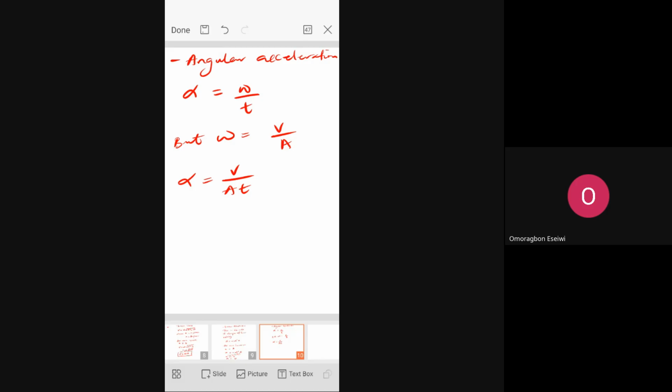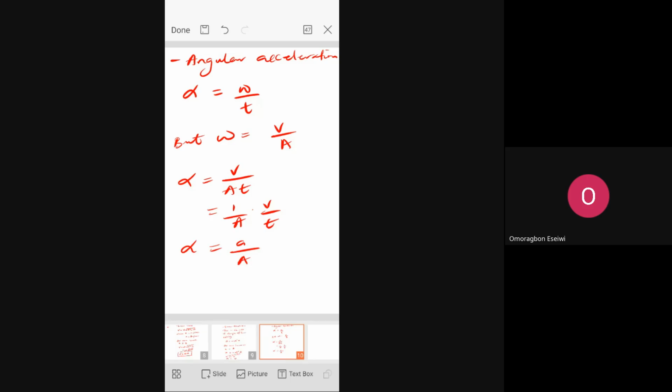Now, I can write this thing here also as 1 all over A multiplied by V all over T. And of course, you know that V all over T is nothing but your acceleration. Acceleration is simply V all over T. So if I replace V all over T with a, I have that alpha is equal to acceleration all over the amplitude. Do you understand that?